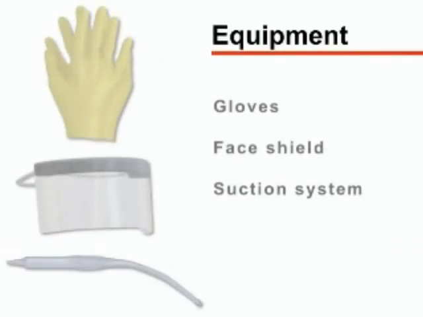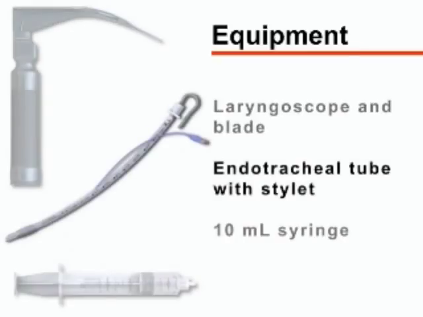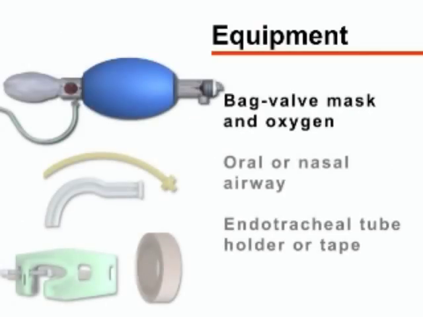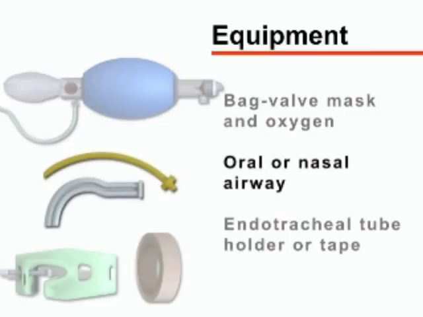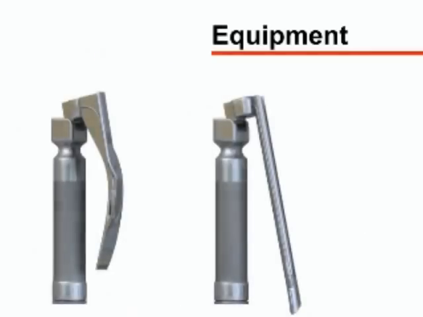Begin by gathering the required equipment. You will need gloves, a protective face shield, a working suction system, a laryngoscope with appropriate blade, an endotracheal tube with stylet, and a 10 milliliter syringe. You will also need a bag valve mask attached to oxygen, an oral or nasal airway, and tape or an endotracheal tube holder. There are two main types of laryngoscope blades, each available in various sizes.